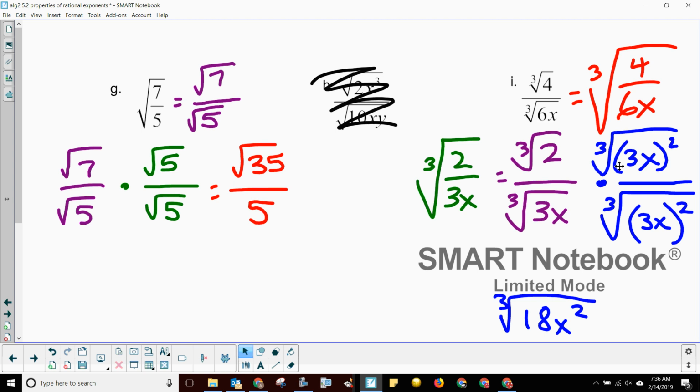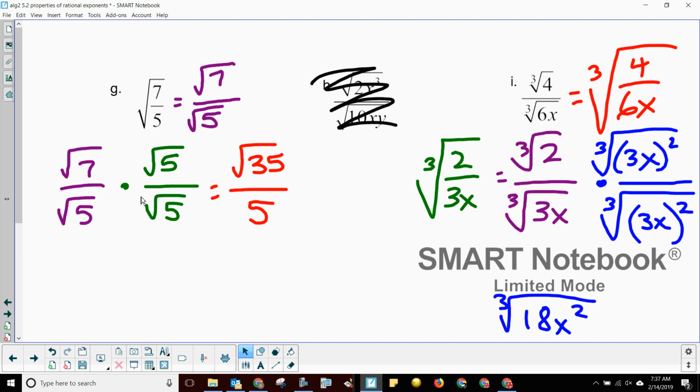Now this one was a little bit trickier because we had a cube root. So we put it all under one fraction, then simplified 4 over 6 to become 2 over 3. Then we split it back up. But we did something a little bit different. We still used 3x, but cube root means we need 3 of them. Well, I currently have 1 of them.